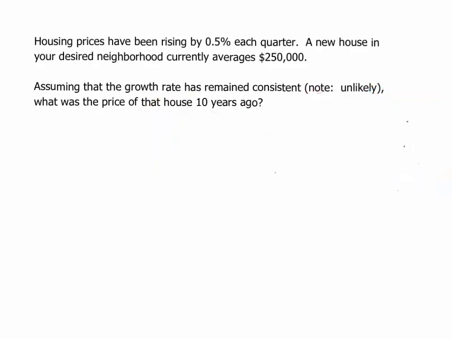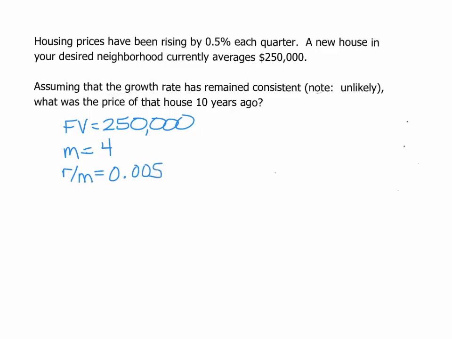So again, we're changing perspective, and now we're thinking of our future value is that 250,000. My M is the same as it was before, it's 4. My R divided by M is 0.005, and my time this time is 10 years. My goal is to find that value 10 years ago, which would be the present value. We're going to use our same formula, except for we're going to use the version that's solved for present value.